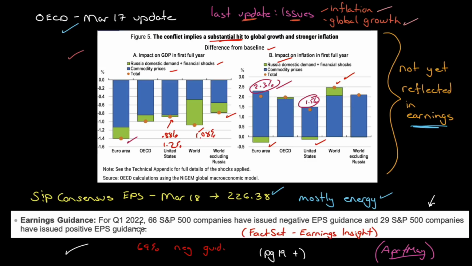Let's just read this. For Q1 2022, 66 companies have issued negative EPS guidance, and 29 have issued positive EPS guidance. That is 69% of the companies that have issued guidance. 69% have issued negative guidance. It's not uncommon for companies to issue negative guidance, and usually it is in their best interest to do so.